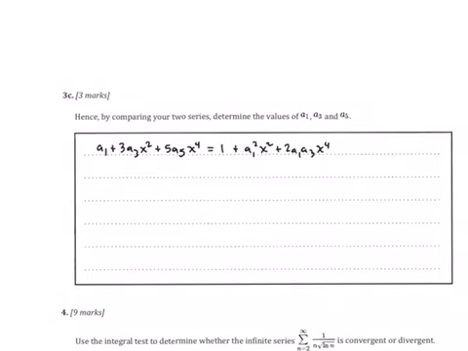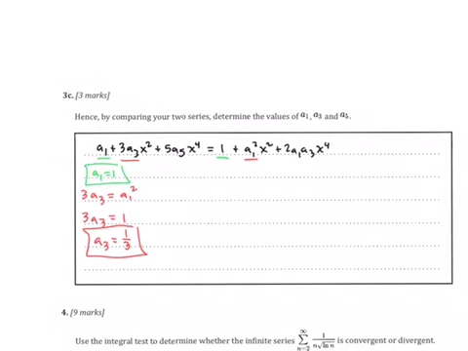Okay, so now what we can see, guys, is that the constants must be the same. Therefore, a1 must equal 1. The coefficients of x squared must be the same. Therefore, 3a3 must be equal to a1 squared. We know a1 is 1, so that'll be 1 squared, which is 1. So a3 will be equal to 1/3. Okay, I got a3, I got a1, now I just got to find a5.